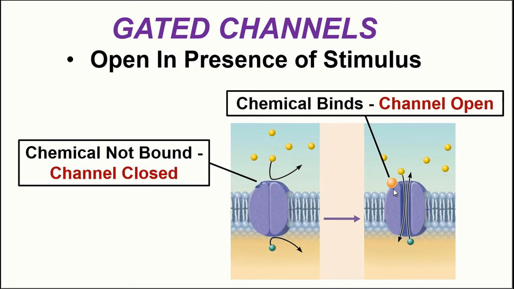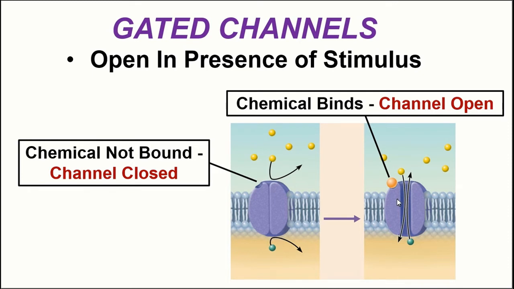But when that stimulus binds to our gated channel here, that changes the shape of our channel, and it opens it up and allows the passage of these two ions across the membrane here. So in this way, the chemical is kind of acting like a key to open up the gated channel doorway across the plasma membrane. So in this example, the stimulus was a chemical stimulus that actually had to bind to our membrane channel and open it up.